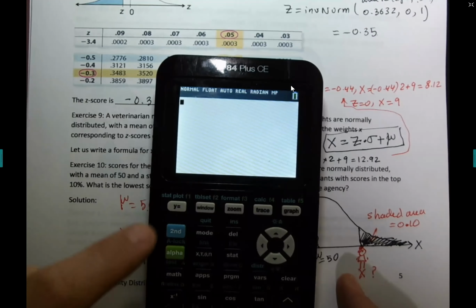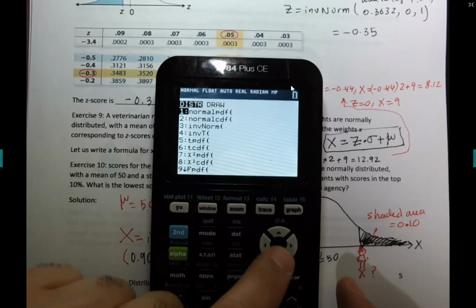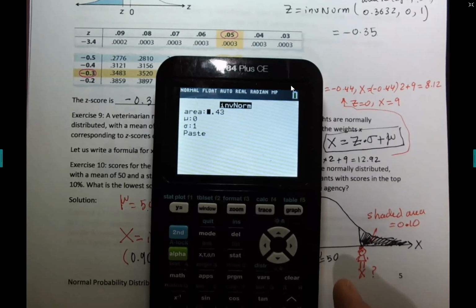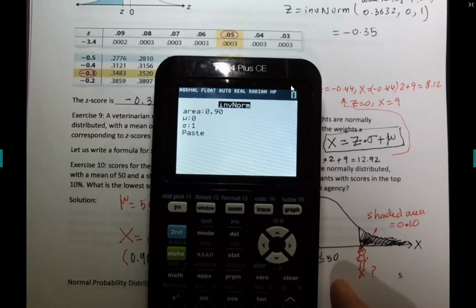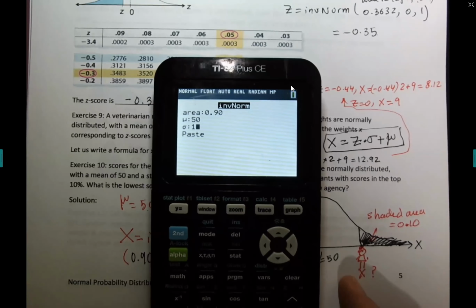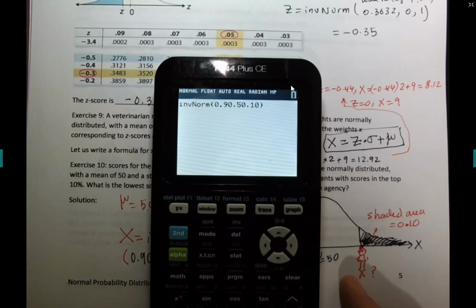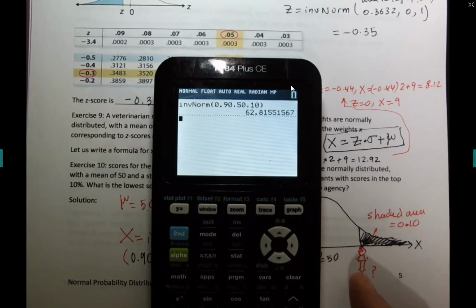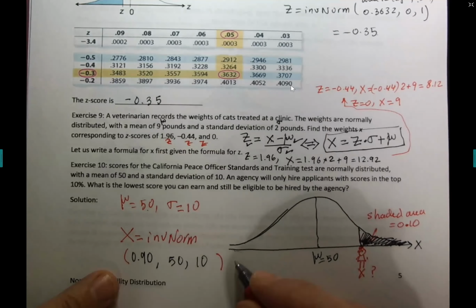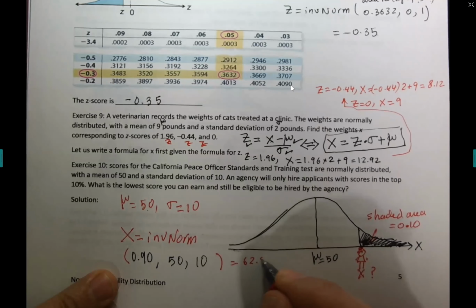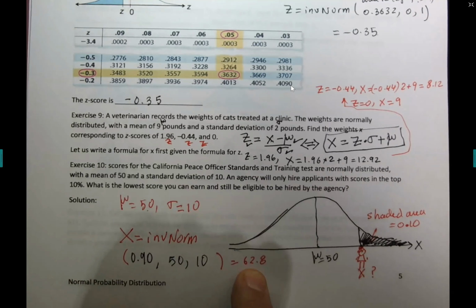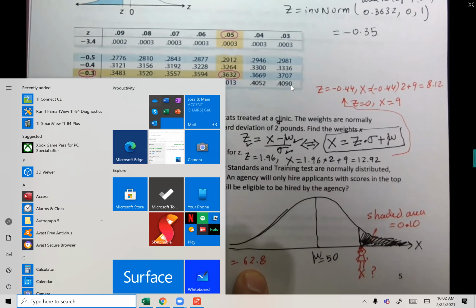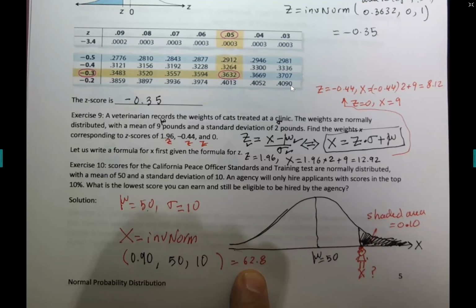Let's see. Second distribution. Inverse norm. Put 0.90. Mean is 50 and standard deviation is 10. And you're ready for the answer. It has to be above 50, guys. 62.8. If you want to round it to the nearest whole number, it will be 63. So anyone who scores 63 or higher, guys, will be in the top 10% and will be accepted for the position.